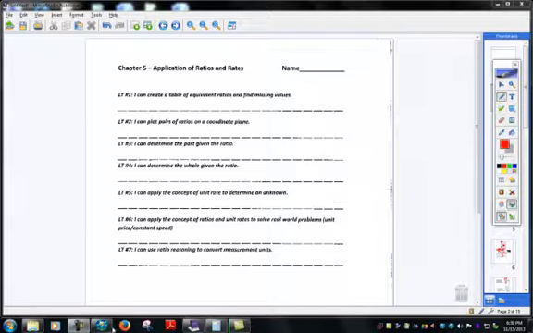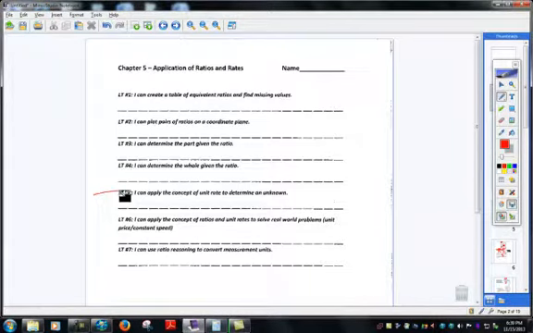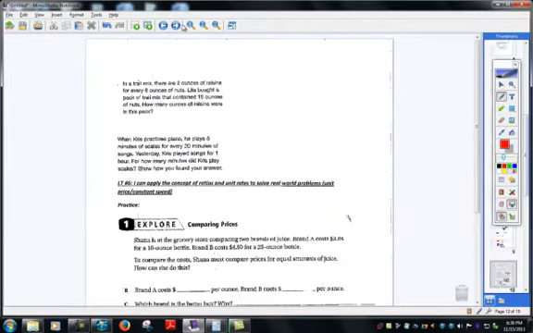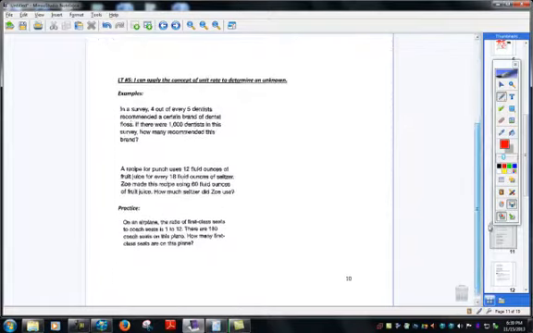All right, welcome to learning target number 5. Now, learning target number 5 we technically already did, so I guess that's one positive. I can apply the concept of unit rate to determine an unknown. Go ahead and flip in your notes to page number 10.